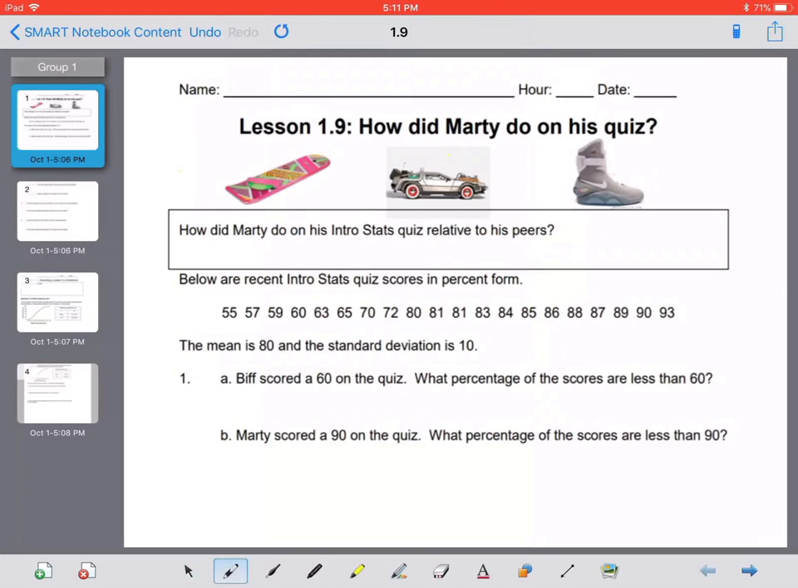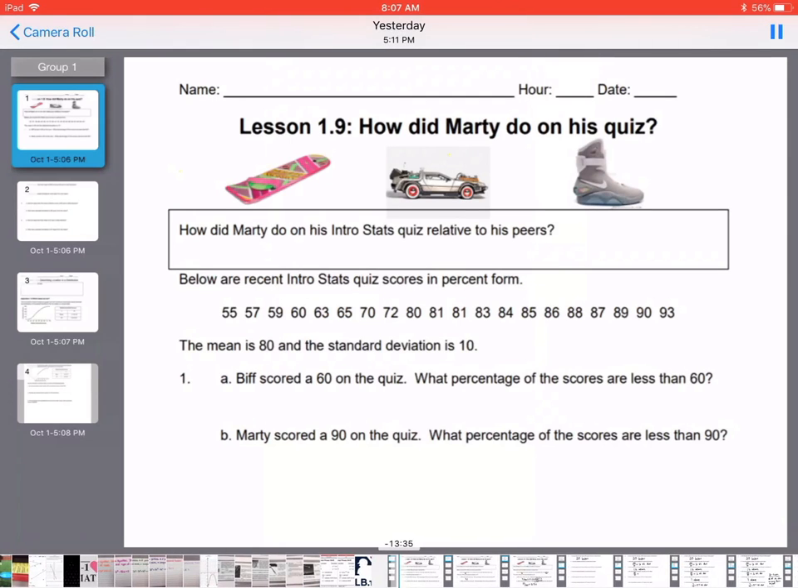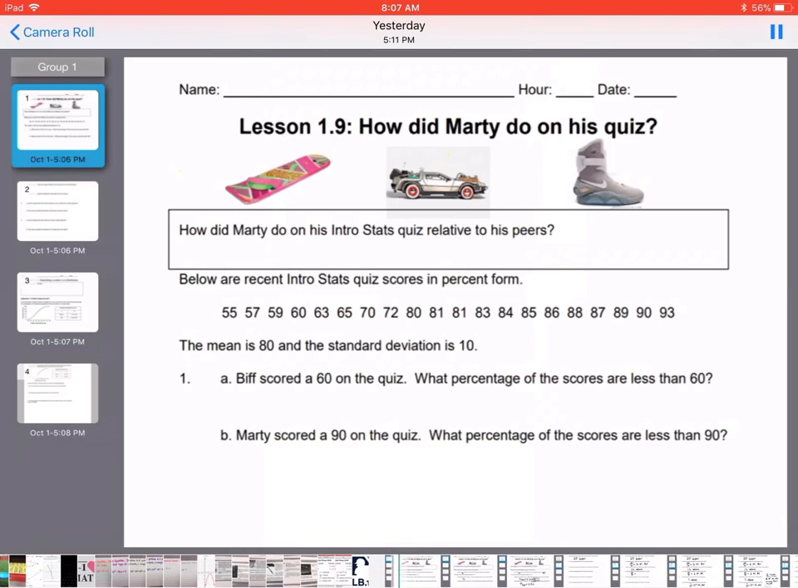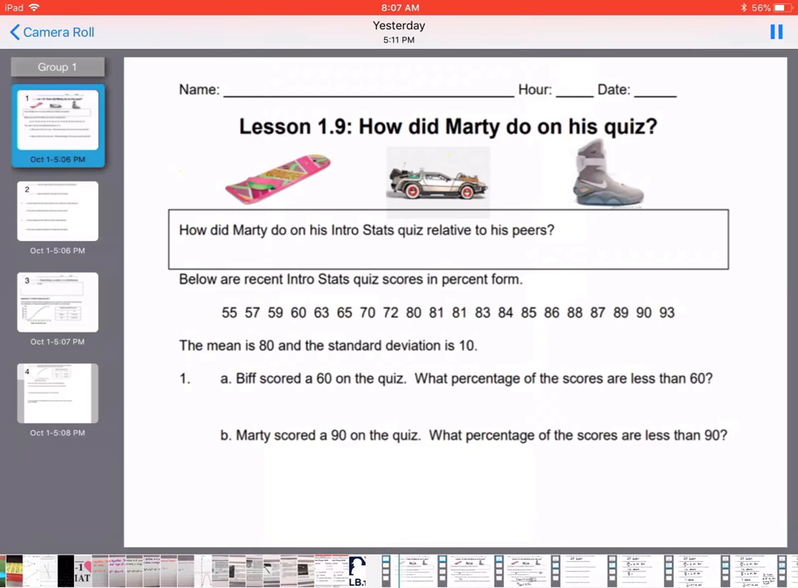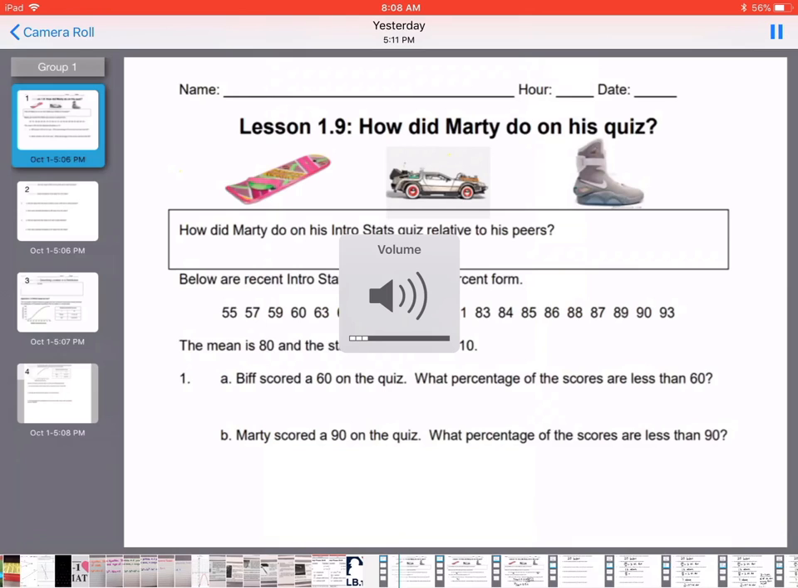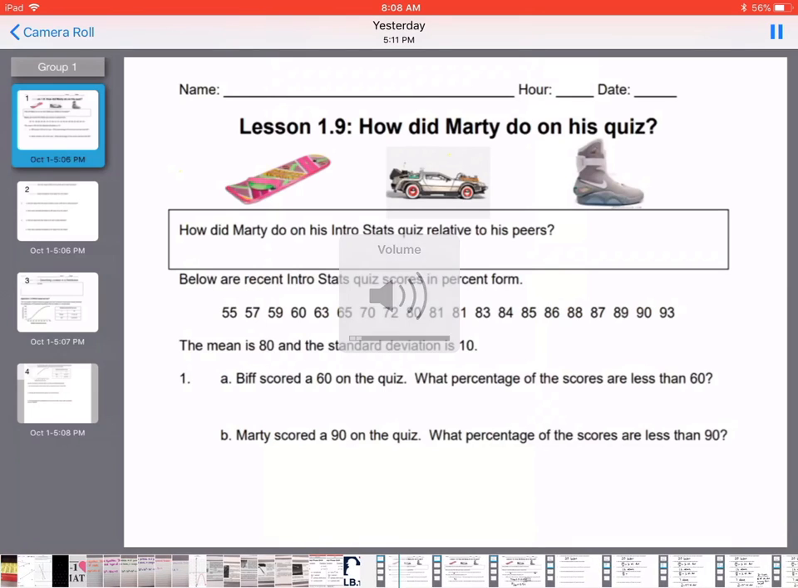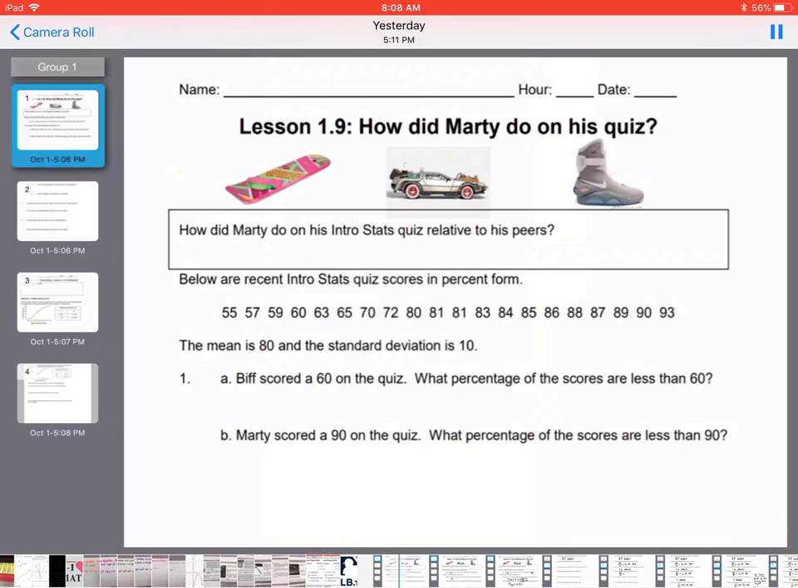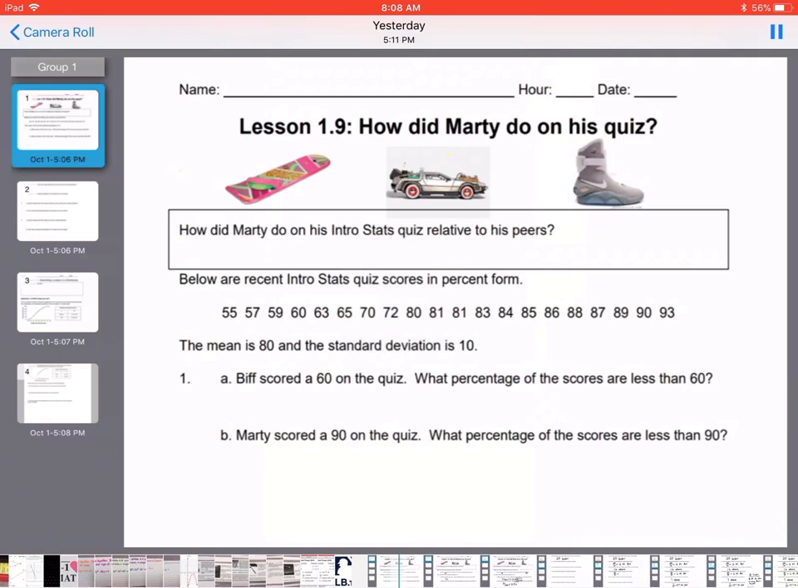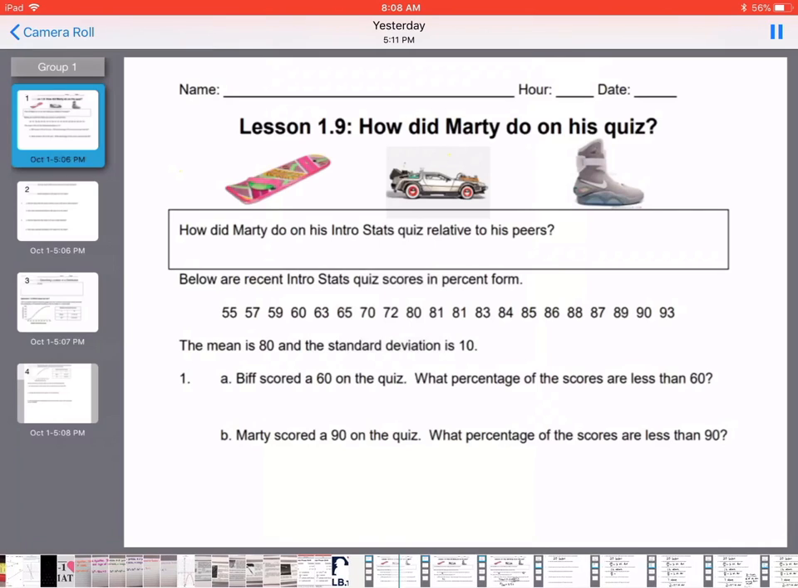Hey everyone, we're going to take the last section, 1.9, about percentiles and z-scores. So the first question here, let's just talk. They've got a set of stat quiz scores here in percent form. I believe there's 20 of them. The mean is 80 and the standard deviation is 10.